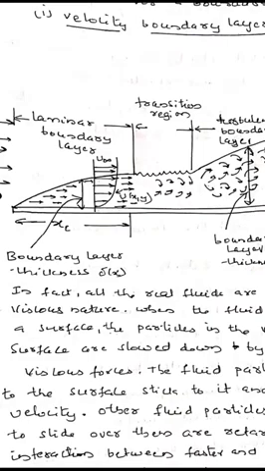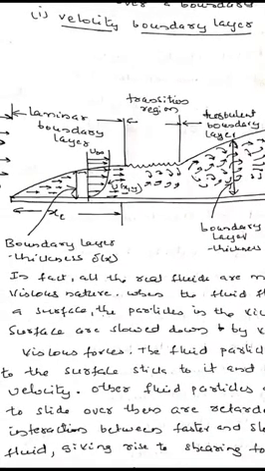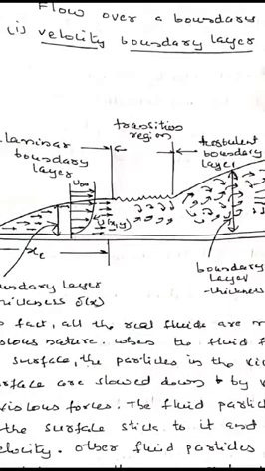Thus, the velocity boundary layer divides the flow into two regions. The flow within the boundary layer, where the velocity gradients do exist and the effect of viscous forces is significant. The flow outside the boundary layer, where all the fluid particles are moving with the same stream velocity u infinity, and there is absence of velocity gradient, and viscous forces are negligible.